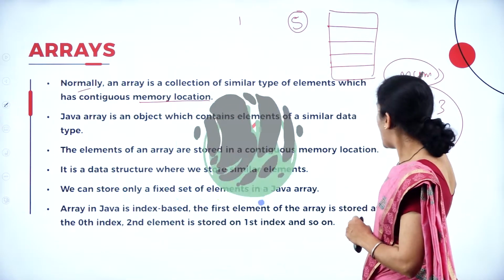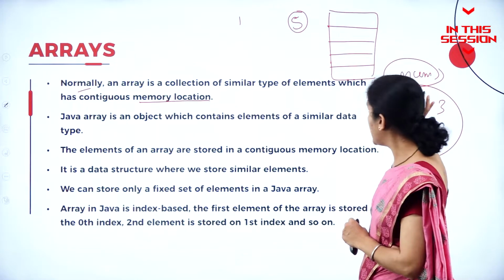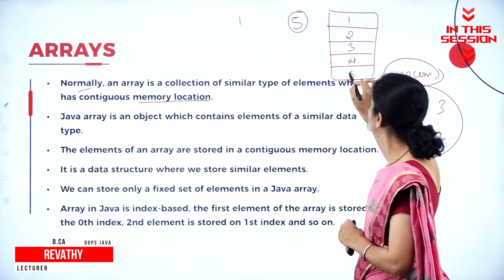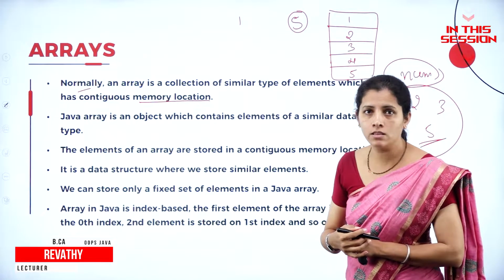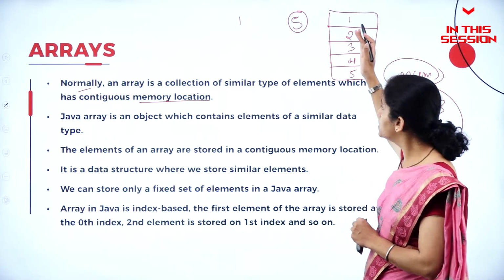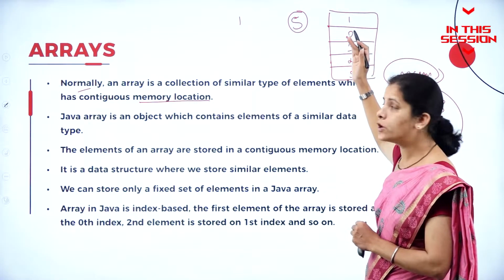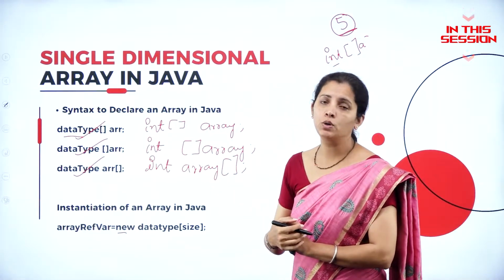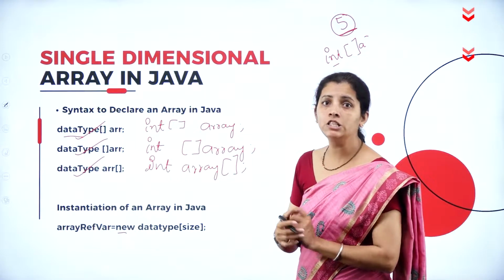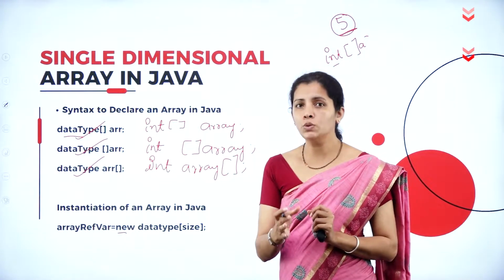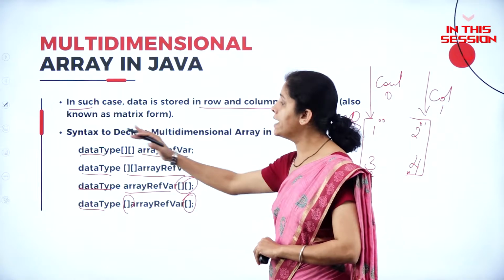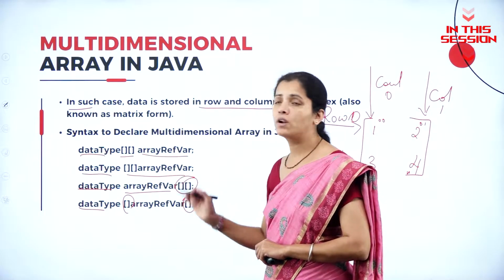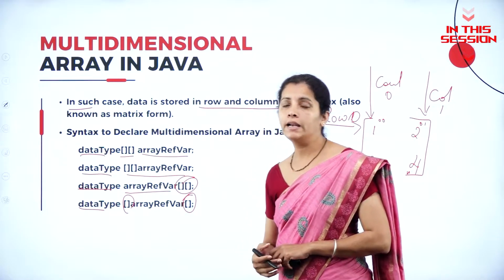If I have 5 elements in my array, then all the elements are stored one after another. In the sense, it uses continuous memory location. That means there are 3 ways I can declare an array in Java, and it is left to the user. I can use any one of the types in my program. So all 4 are valid array declarations.